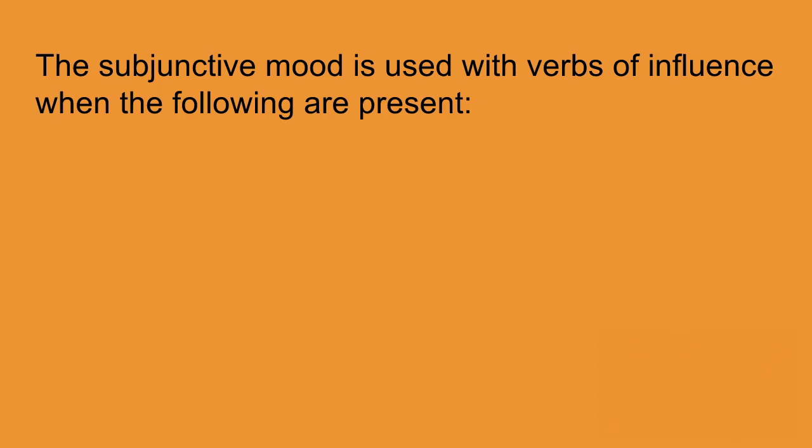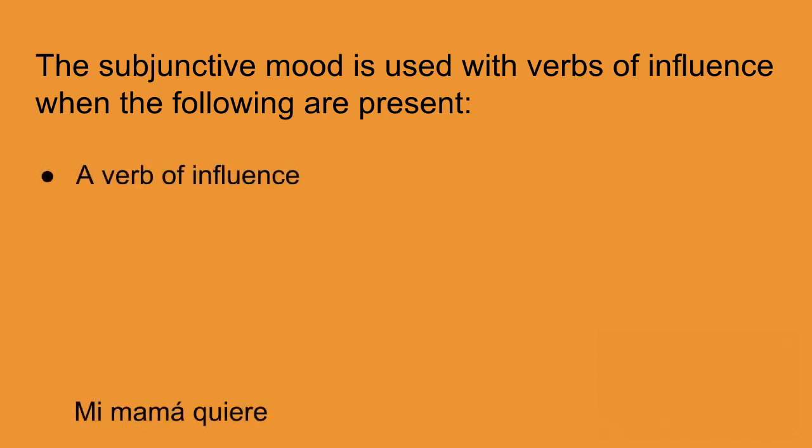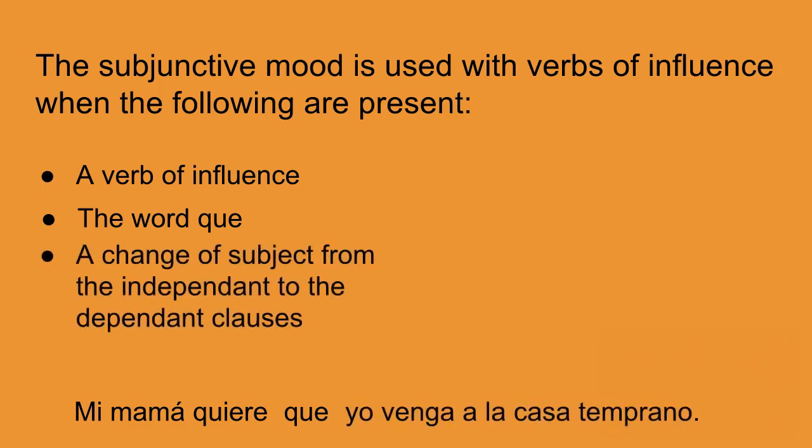So the subjunctive mood is used when verbs of influence are present in the sentence, and it's not just a verb of influence. You have to have these three things. First, a verb of influence. We need the word que, as with most subjunctive situations. Que is going to connect the independent clause with the dependent clause. And the dependent clause is going to need a change of subject.